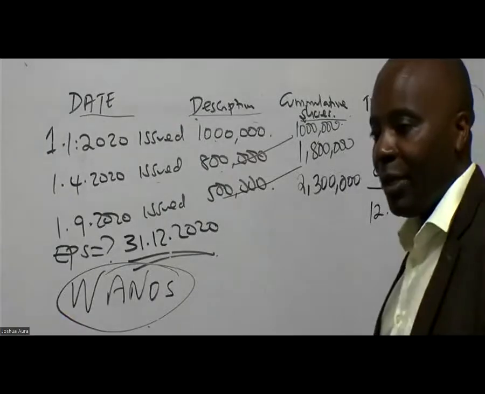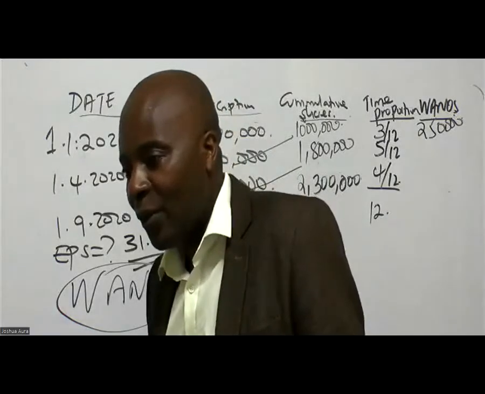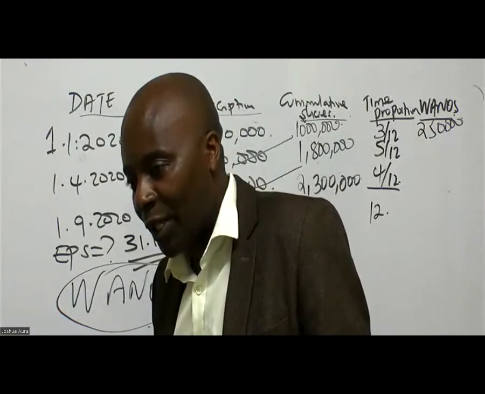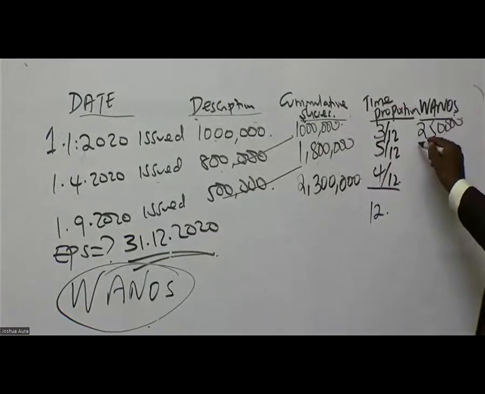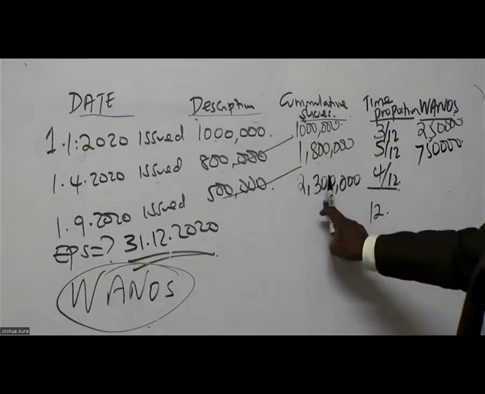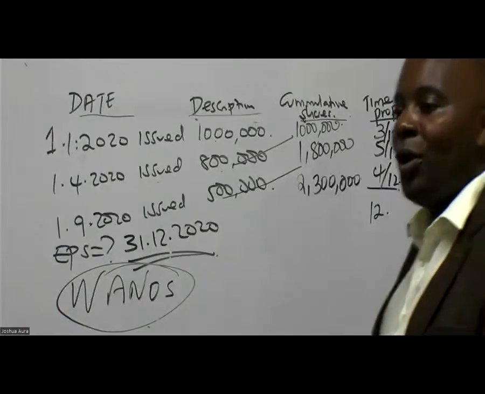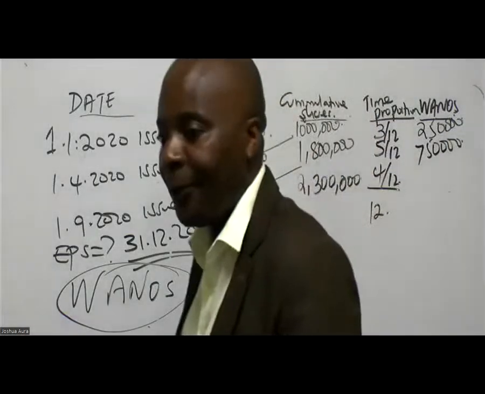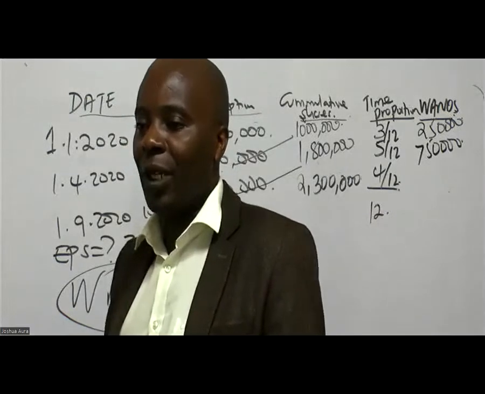1.8 million times 5/12, what does it come to? They say it is 750,000, yes? 750,000. And then the last one, ladies and gentlemen, is this 4/12 times 2.3 million. 4/12 times 2.3 million, oh yeah. Oh yeah, give me a few decimals.